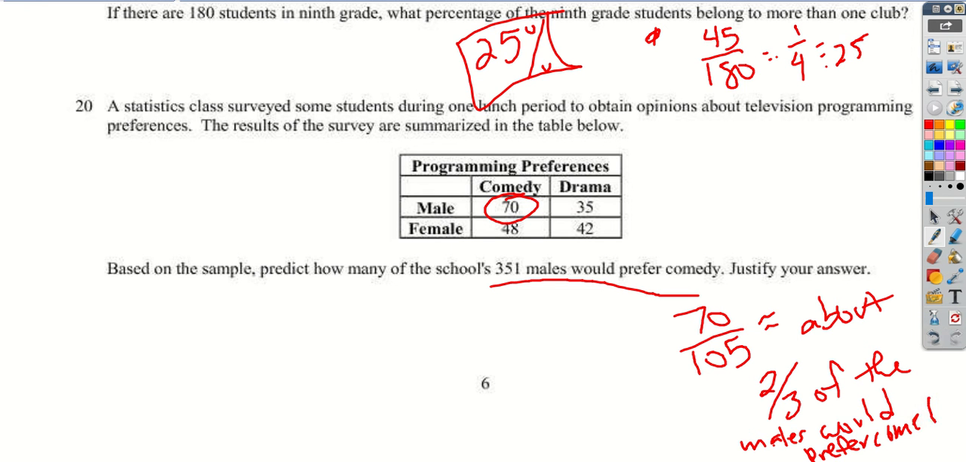And we could say, because these students represent the survey, essentially they would represent the entire school if the survey's done.